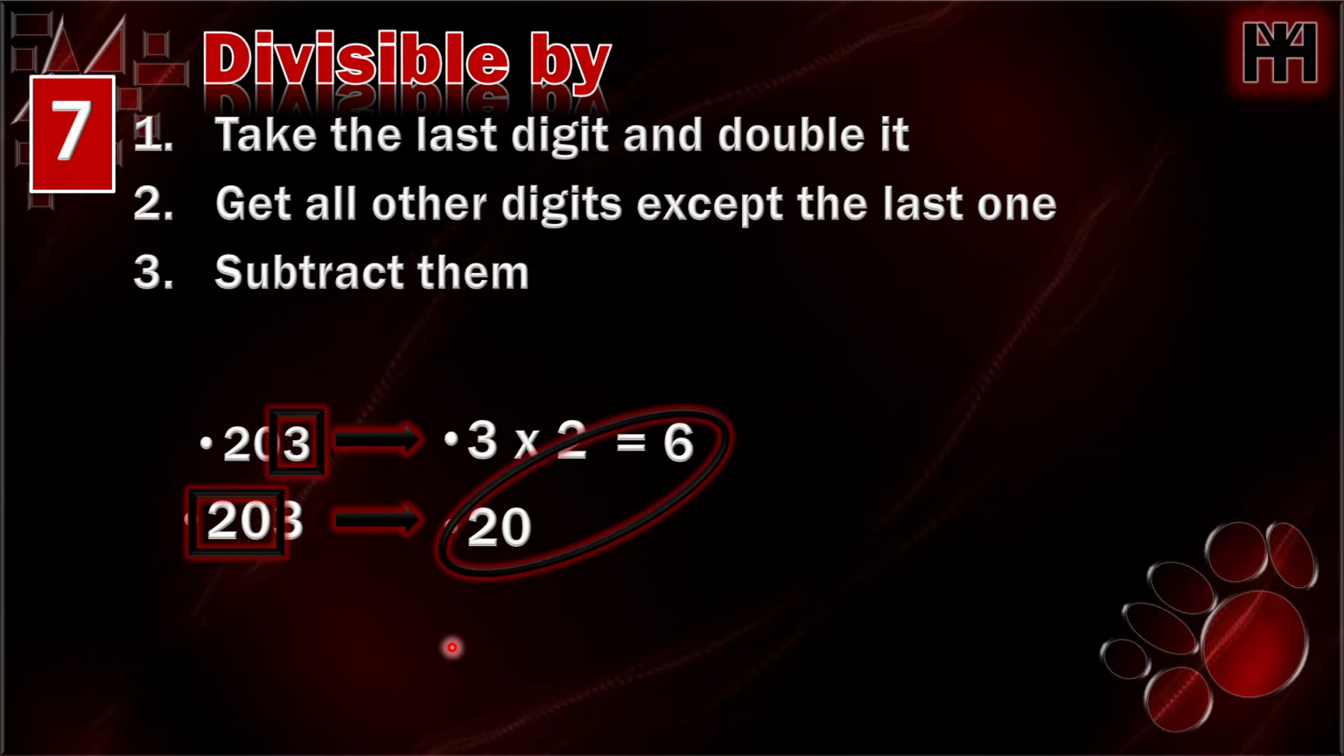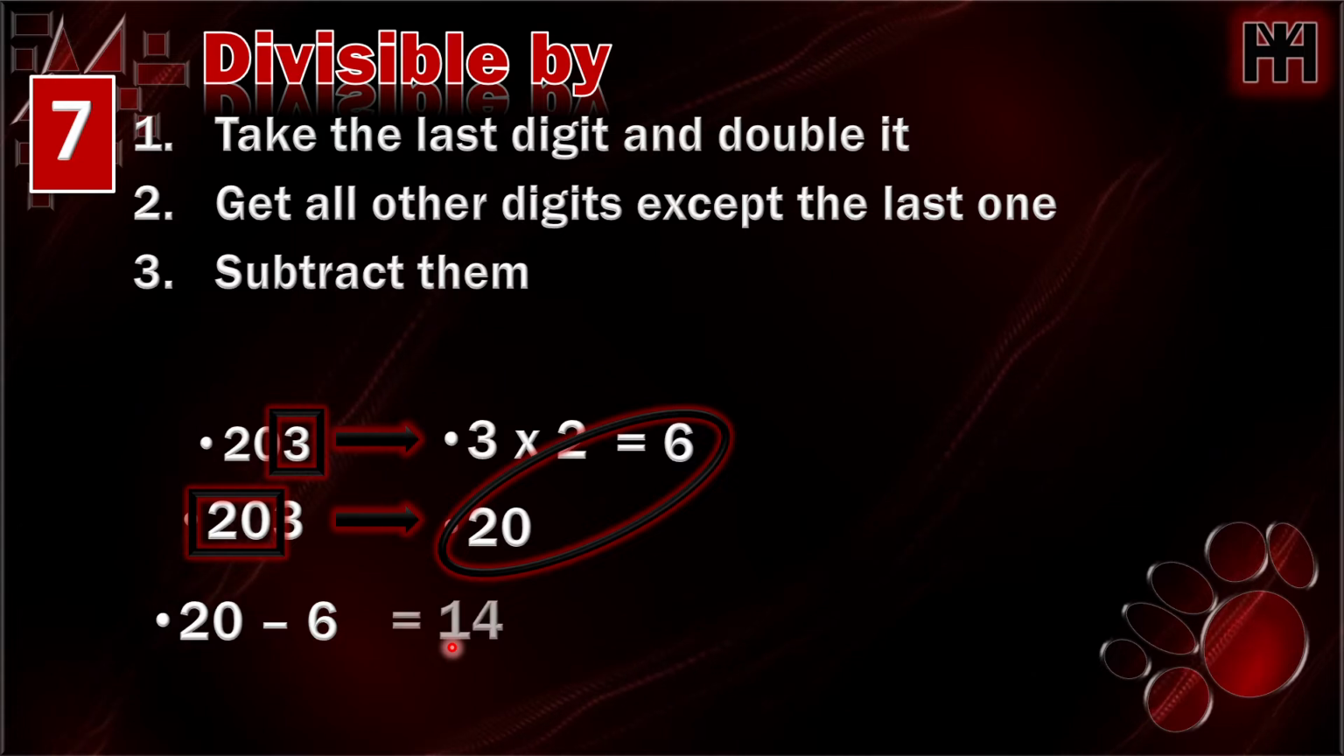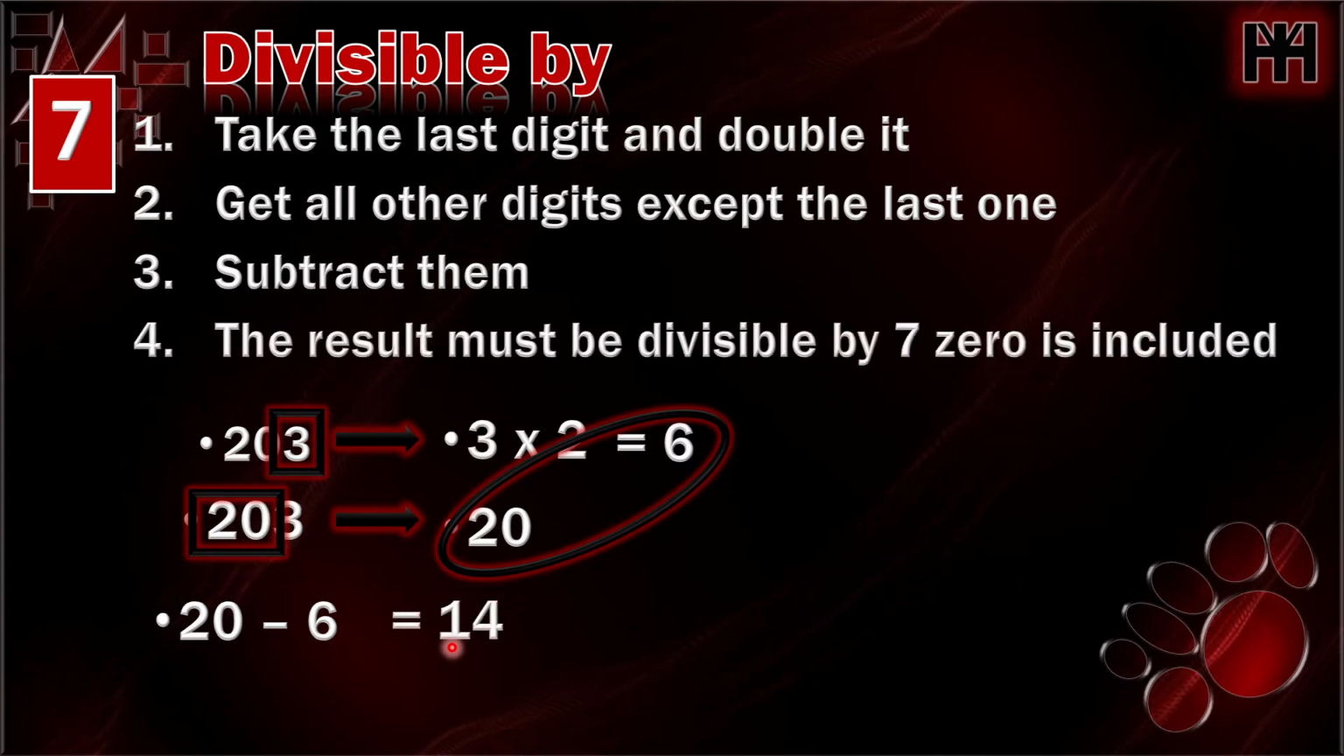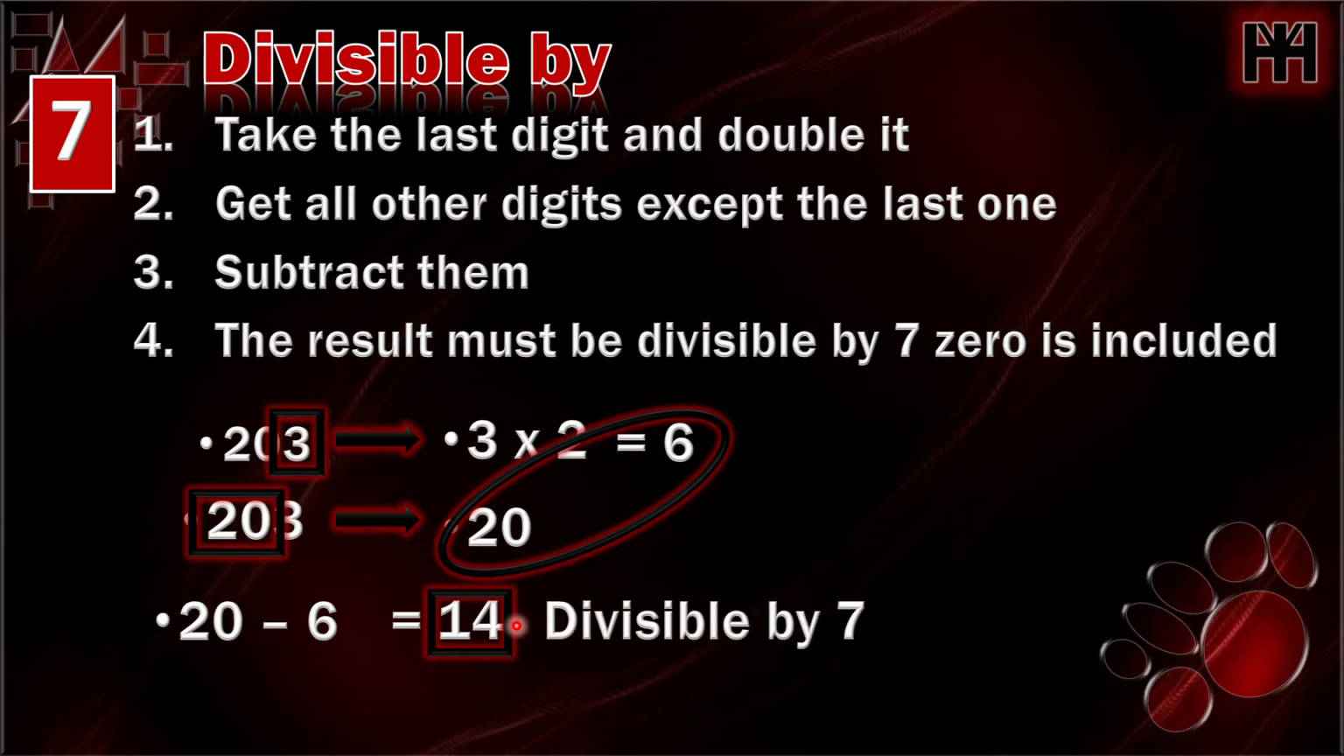So you will subtract these two numbers. We have 20 minus 6. The result is 14. Okay, the result must be divisible by 7. And 0 is also included as a number that is divisible by 7. Okay, is 14 divisible by 7 or not? Yes, it's divisible by 7, as 14 divided by 7 equals 2. So yes, it's divisible by 7. So the number 203 is divisible by 7.